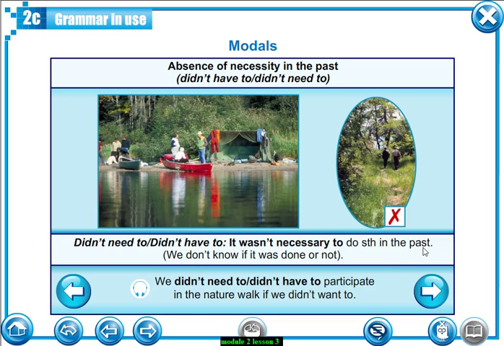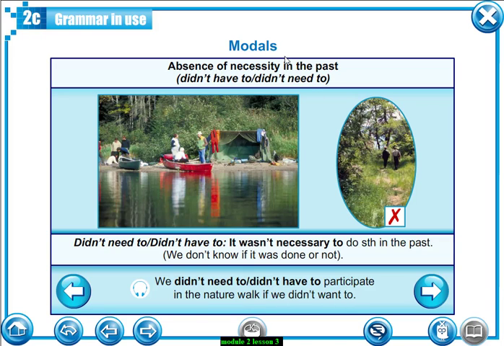Again, we have to know that modals are used in the past to express absence of necessity. For example, we didn't need to participate in the nature walk if we didn't want to. Or we can say we didn't have to participate in the nature walk if we didn't want to.